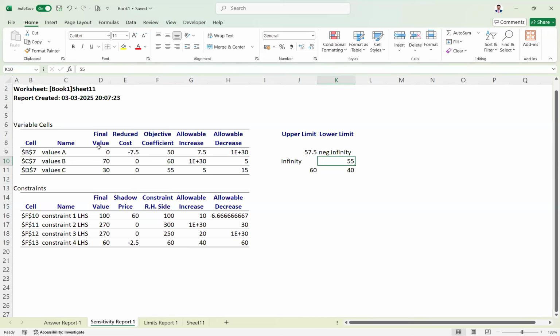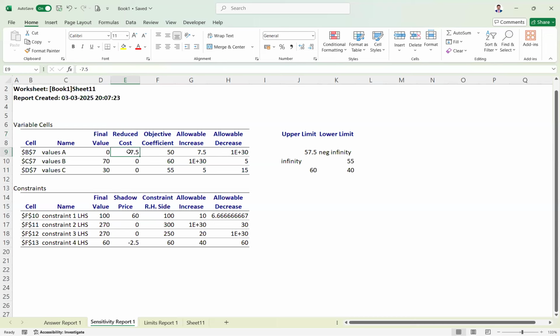Then the second interpretation from the above table. If you see these final values, we have understood the objective coefficient, the allowable increase, and the allowable decrease. There is one more column which is called reduced cost. So what is reduced cost? If you see the reduced cost values, they are minus 7.5, 0 and 0.